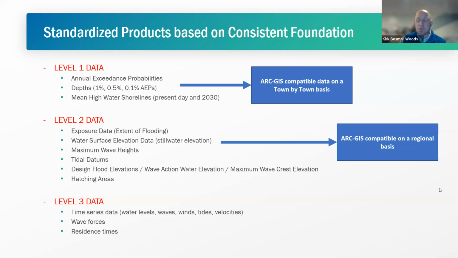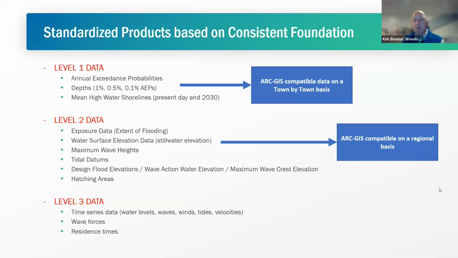Maximum wave heights, which is important to understand. It is the maximum, not the significant wave height, not the mean wave height. Those can be adjusted, but we pulled the maximum. Tidal datums, and then this design flood elevation, wave action water elevation, maximum wave crest elevation. It has different terms that have been used over time, but we all are clear now that it's the still water elevation plus the wave crest, right? And that gives you that design flood elevation.